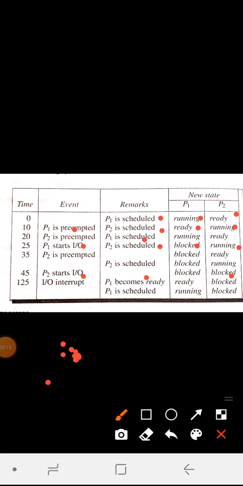At this time both P1 and P2 are in blocked state. At 125 milliseconds an IO interrupt occurs, saying that the IO operation of process P1 is completed. Therefore P1 becomes ready, while P2 is still in blocked state. Process P1 was ready, and it has been scheduled, so it enters the running state and P2 is still blocked. So this is the example we have taken for a time sharing system.